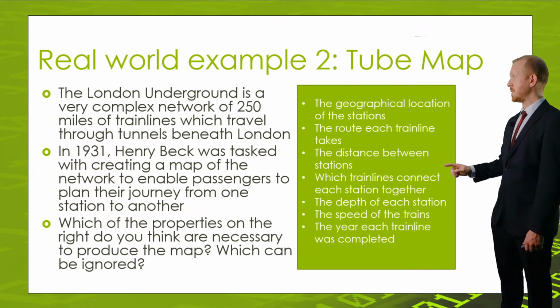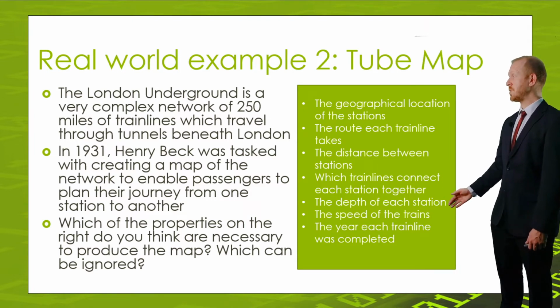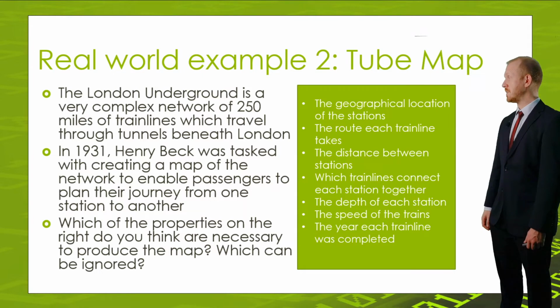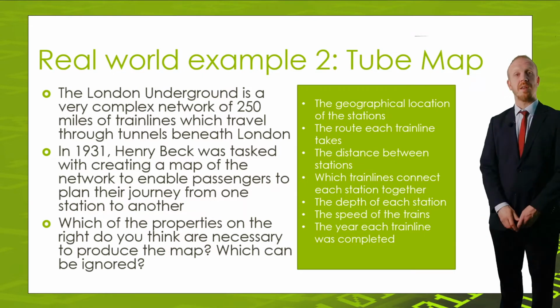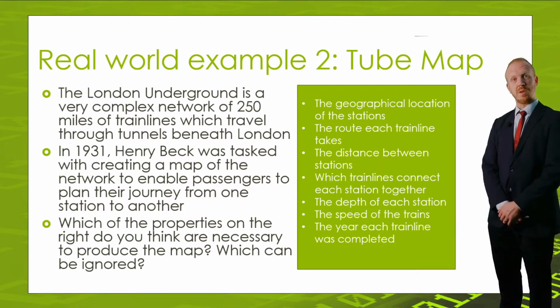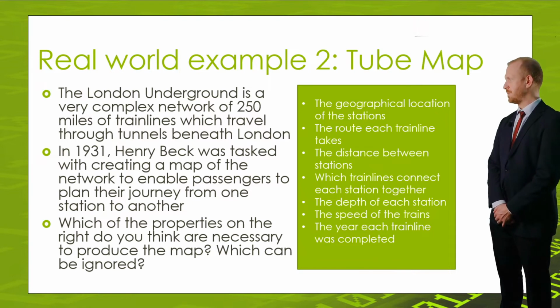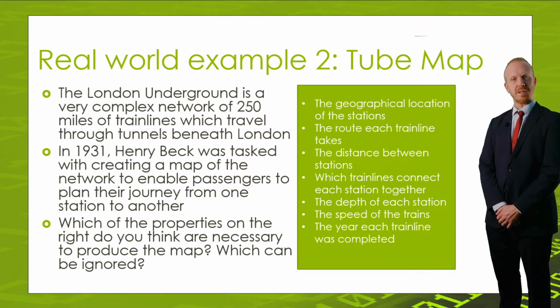The distance between the stations, which train lines connect the station together, the depth of each station underground, the speed of the trains, the year each train line was completed. There's lots of information about each of those. Which of them do we actually need? Have a think about it for 30 seconds, and then we'll have a look at what Henry Beck did.